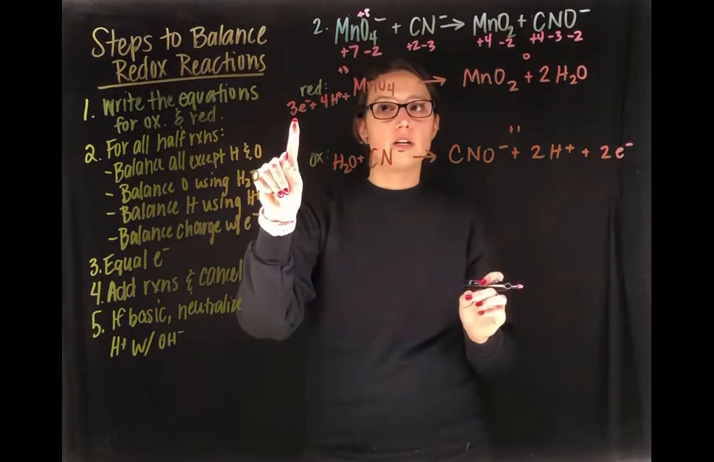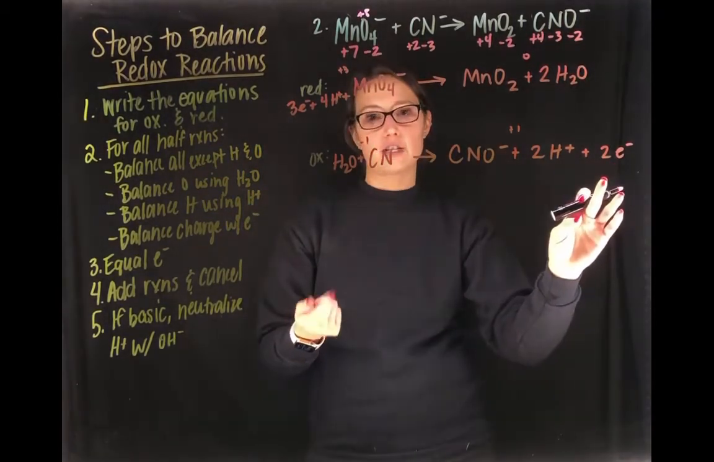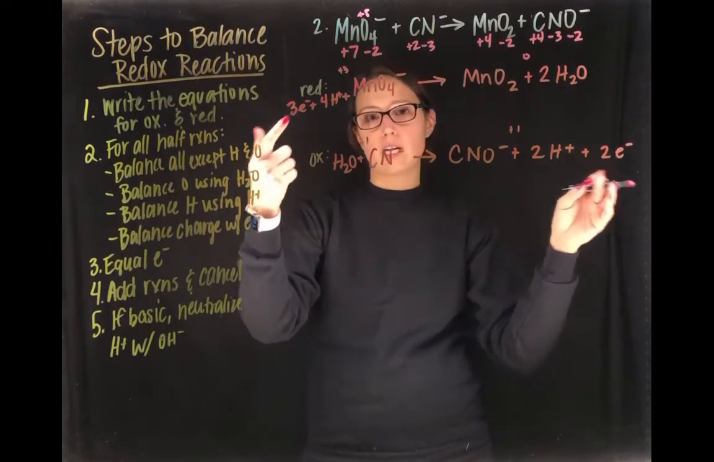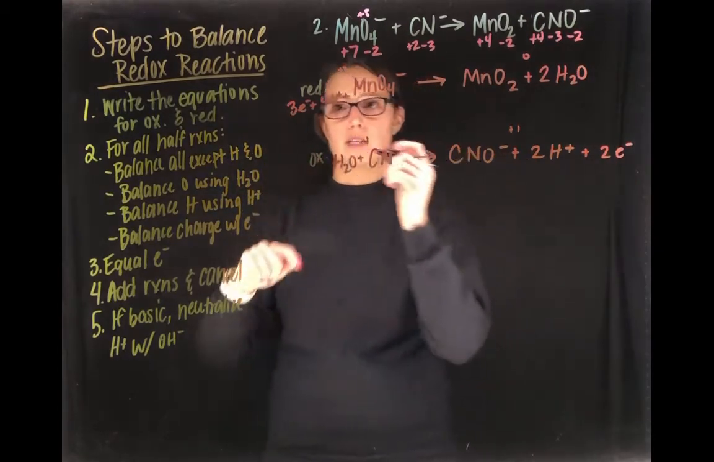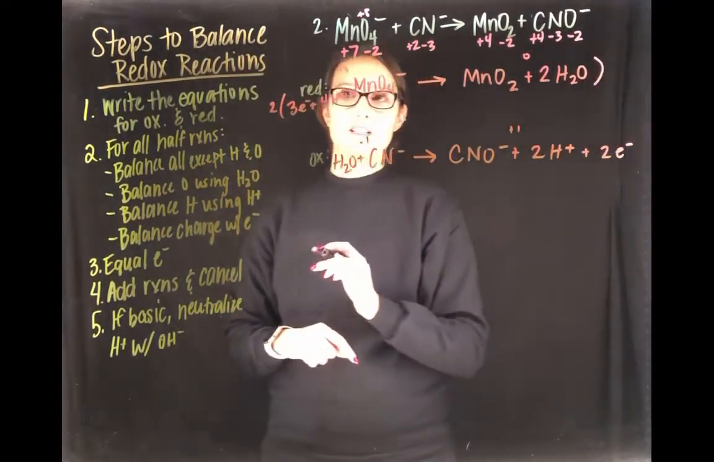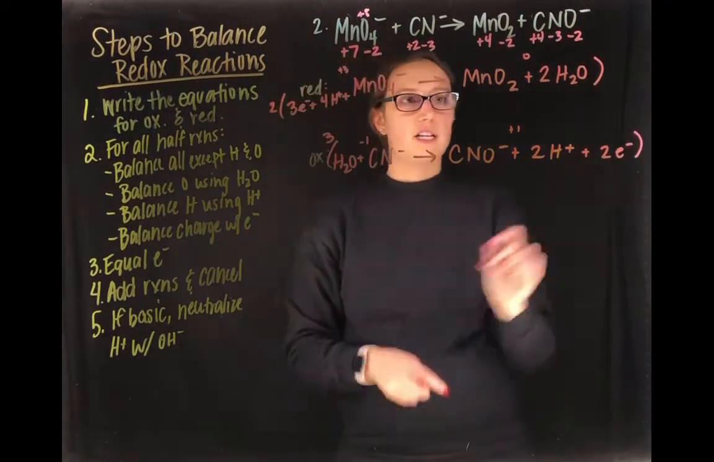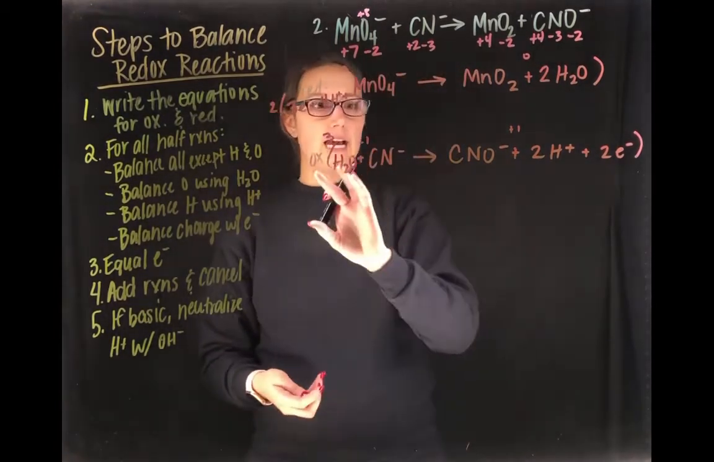So I have 3 electrons in the reduction half reaction and 2 electrons in the oxidation half reaction. So I need to get those to equal. What can I multiply by? Well, I can get this to equal 6 and this to equal 6. So to do that, I'm going to multiply the entire reduction half reaction by 2 and the entire oxidation half reaction by 3. So I'm going to rewrite that down here.